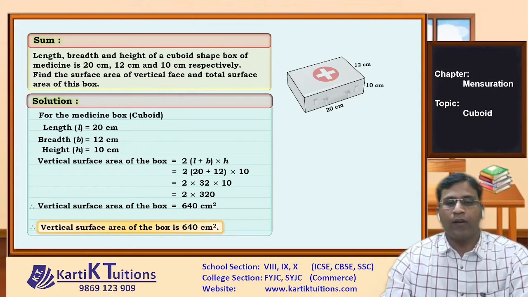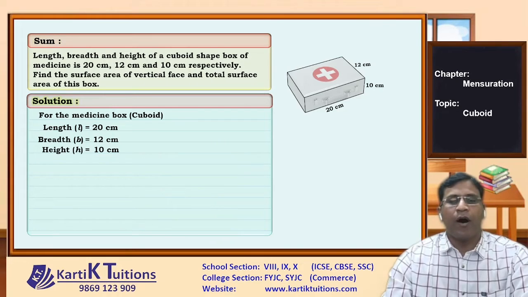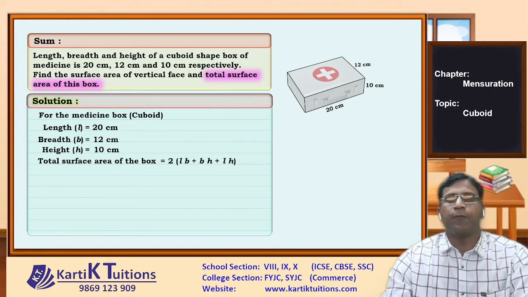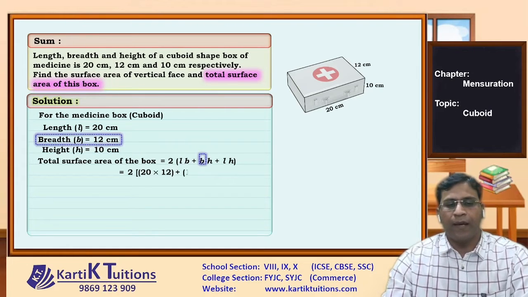Now the sum is not over yet. One more part is there. They have asked us to find the total surface area. Now what is the formula to find the total surface area? It is 2 into (LB plus BH plus LH). Now we just have to substitute the values. So 2 into, what is L? 20. So it will become 20 into 12 plus 12 into 10 plus 20 into 10.